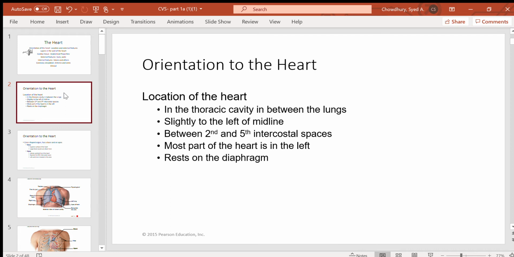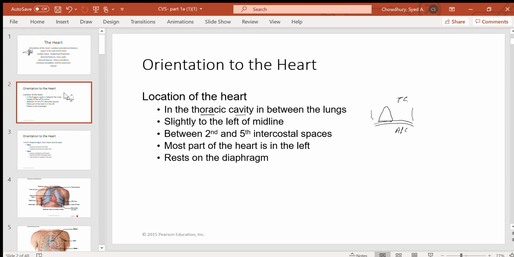Okay, so the heart is located inside the thoracic cavity between the 2 lungs. So if you see the thoracic cavity, which is above the diaphragm, you know from NP1 the body cavities, right? This is the diaphragm inside your body, and above the diaphragm this is the thoracic cavity, and below the diaphragm this is the abdominal or abdominopelvic cavity.